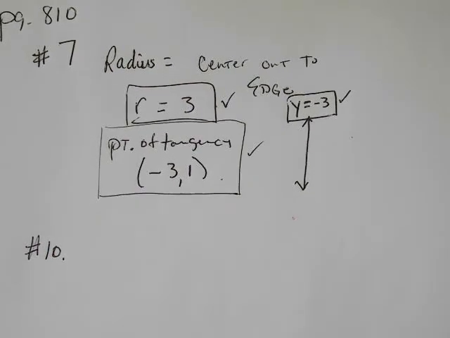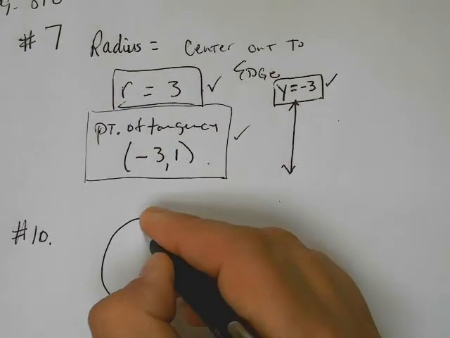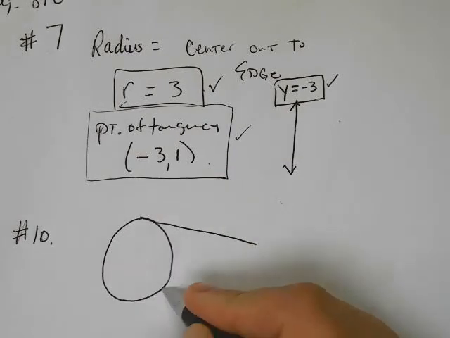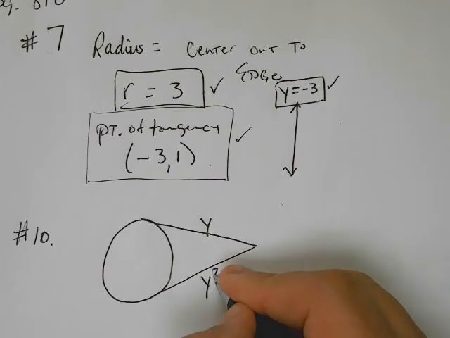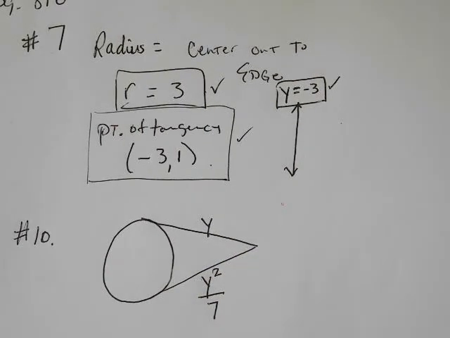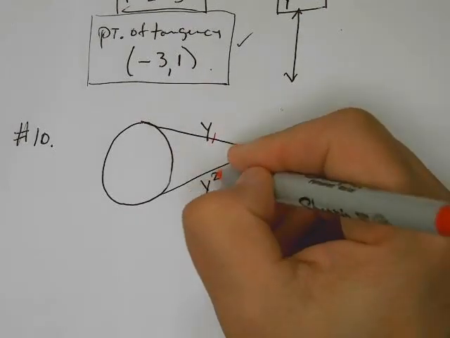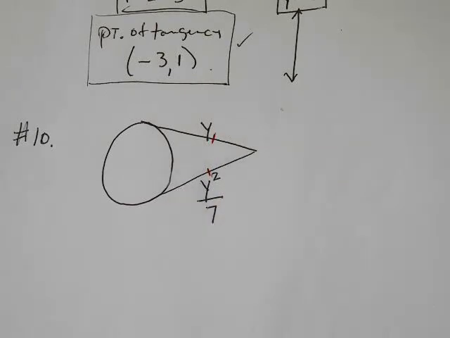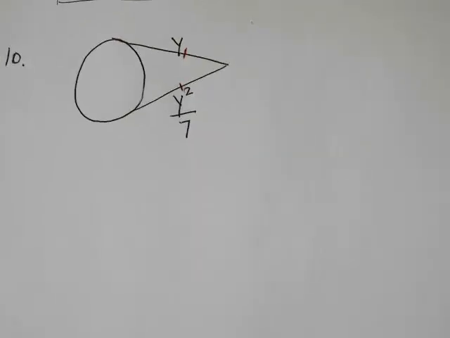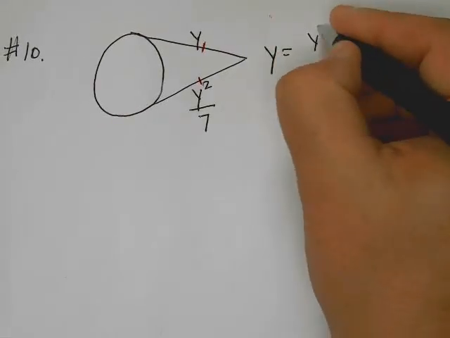Let's do number 10. Okay, so here we have a circle. I'm not going to get it exactly as they have it, but I'm going to get it close. And they intersect. This is y, and this is y squared over 7, I believe. Right? Okay. Now, they want us to solve for y. Well, as I just said, these segments have to be the same. Those are congruent. So then I can create an equation where y equals y squared over 7.